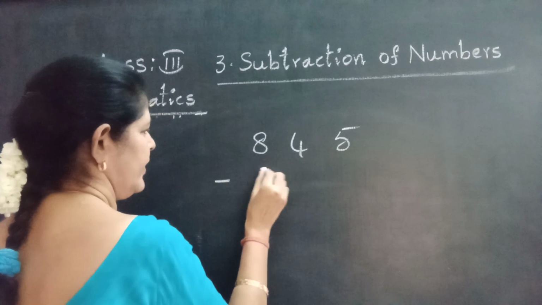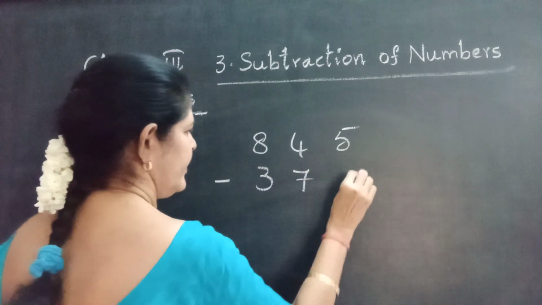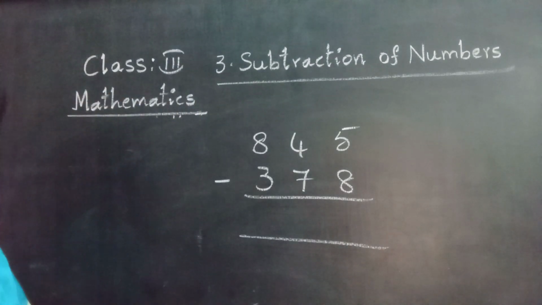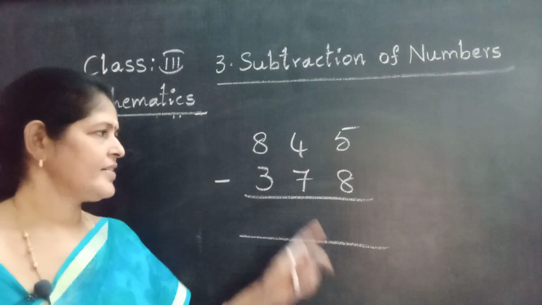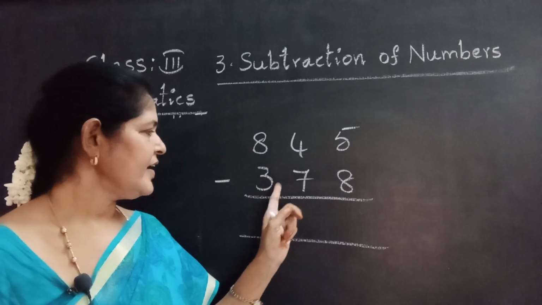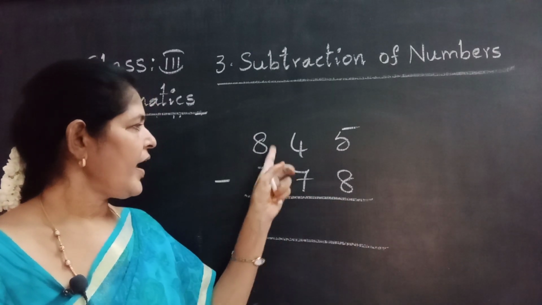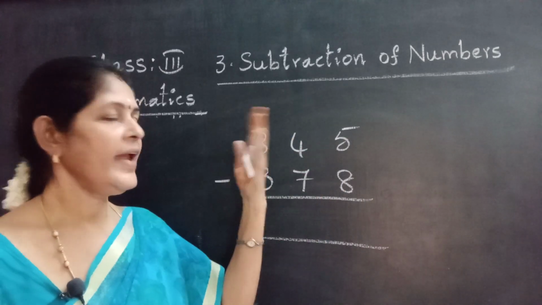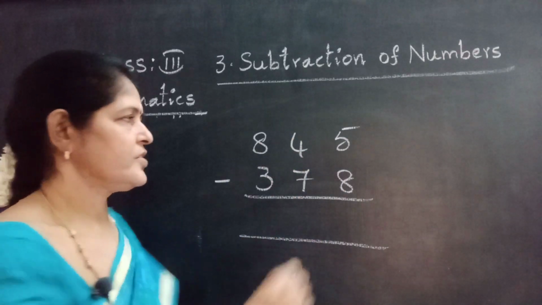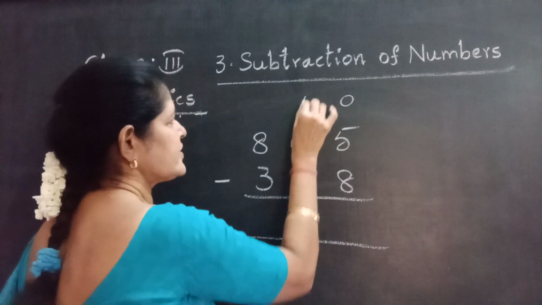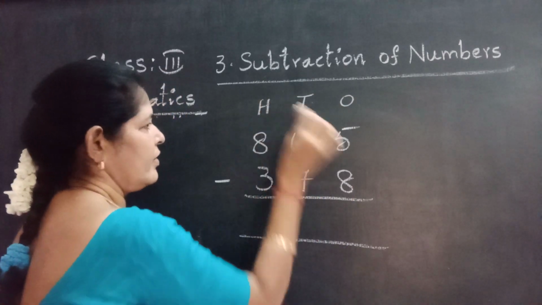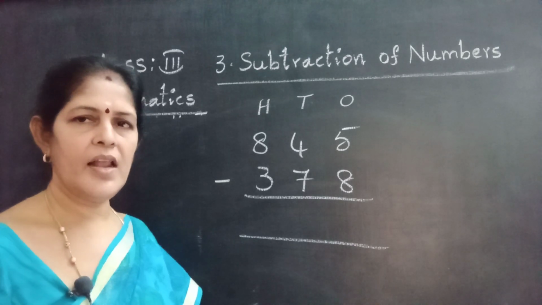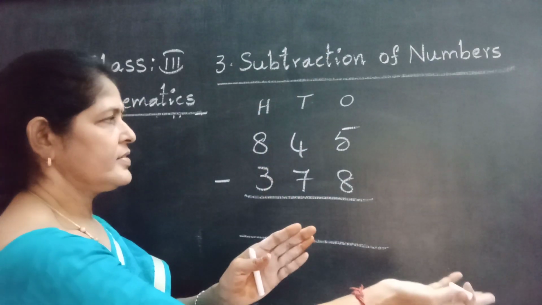845 minus 378. Both are 3-digit numbers. We take away 378 from 845. Start from the ones place. Come on. 5 is less than 8. Subtraction is not possible. Using the borrowing concept.